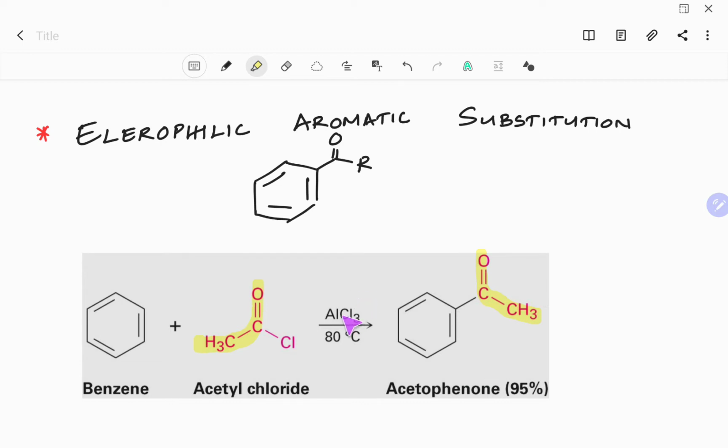And the catalyst that we use is going to be aluminium chloride, and you will use high temperatures to achieve this reaction. This reaction is actually a high yield reaction. Usually you will get around 90% or more yield. So this is a very popular reaction.